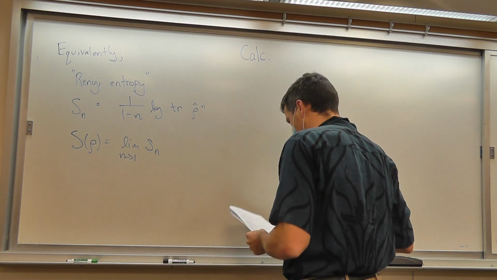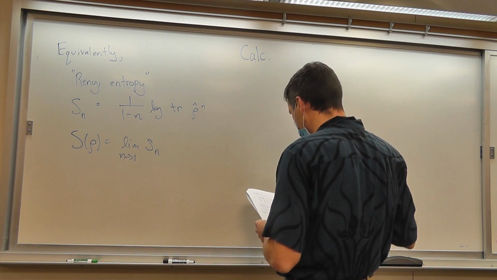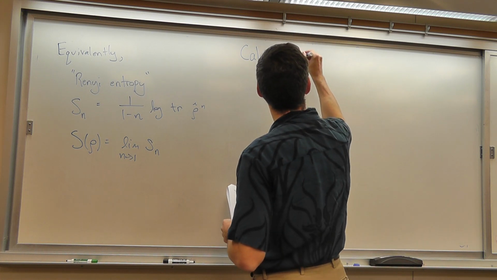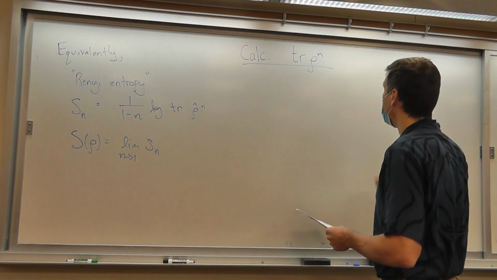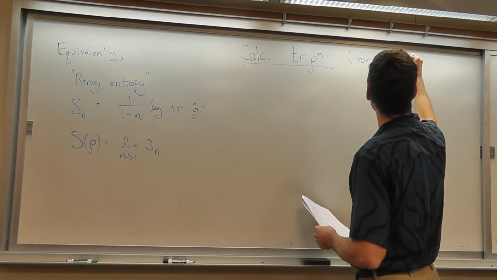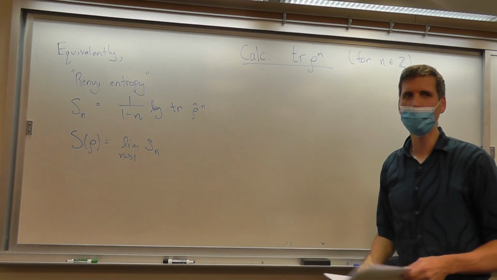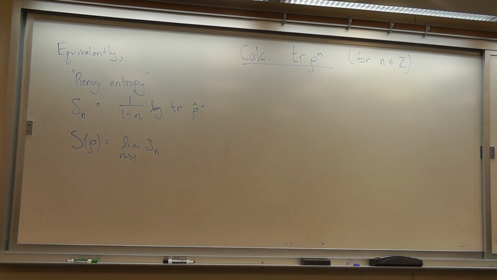Okay, so the hard part of this calculation, the bulk of this calculation, is to calculate trace of rho to the n. And for now, we're going to think of n being an integer, but there's just going to be an n in the final answer, and we're going to then continue in the obvious way.